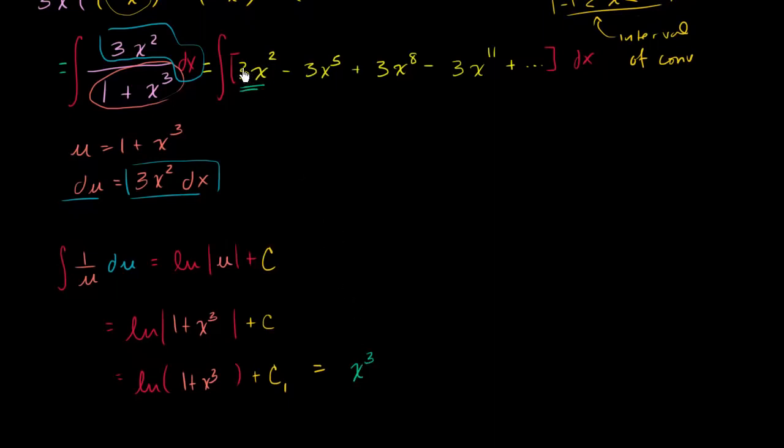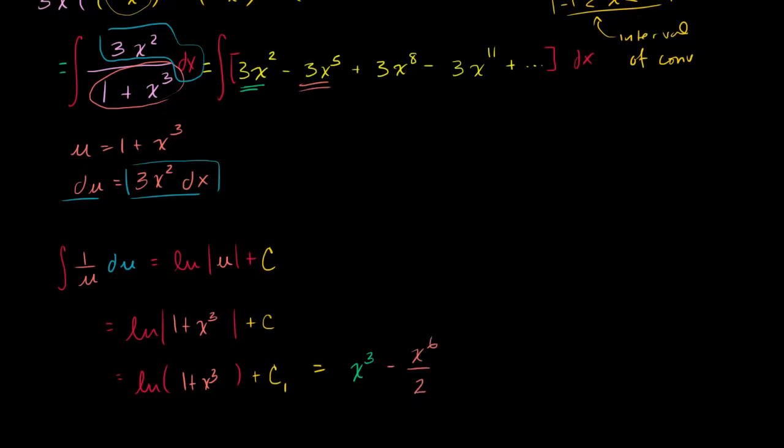The derivative of x to the third is 3x squared. Now, this term right over here, negative 3x to the fifth. The antiderivative of x to the fifth is x to the sixth over 6, but then we have that 3 over here. 3 over 6 is 2. So it's negative x to the sixth over 2. Actually, let me do that in a different color just so we can keep track of it. So this one right over here, the antiderivative is negative x to the sixth over 2.